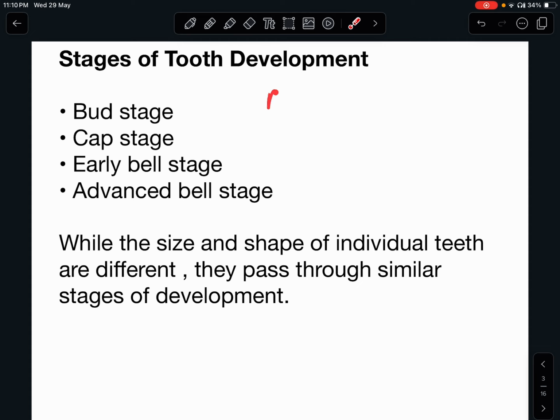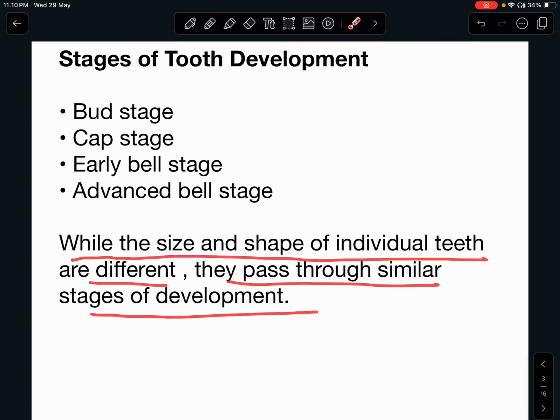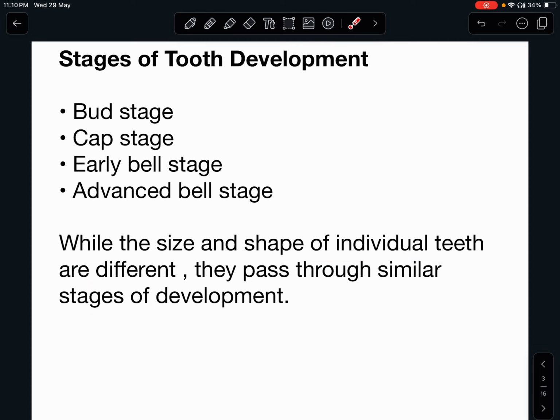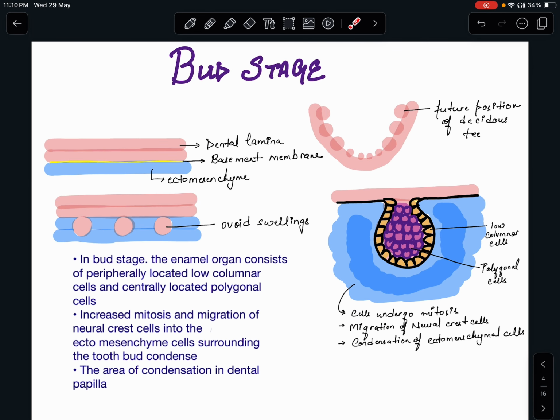Okay, these are called the morphological stages of tooth development, and there's something called physiological stages of tooth development that I'll study later on. Okay, now moving on. There is this line in the organs which says, while the size and shape of the individual teeth are different, they pass through similar stages of development. So as we know, the incisors are smaller and the molars are bigger, but they all have similar stages of development.